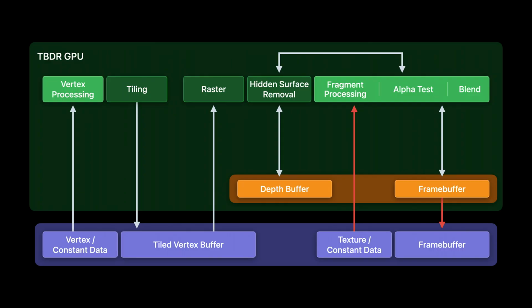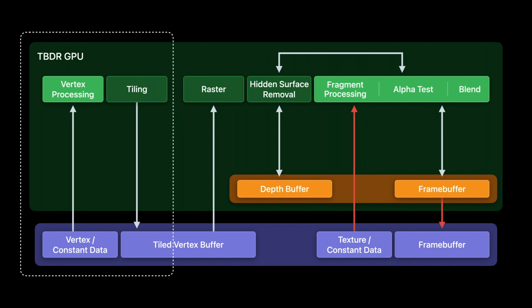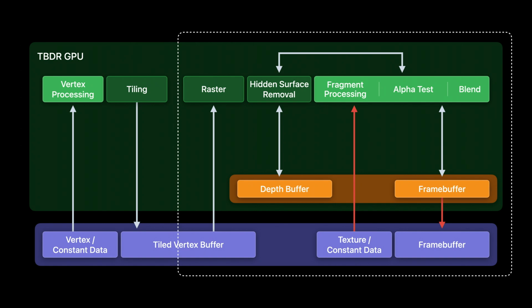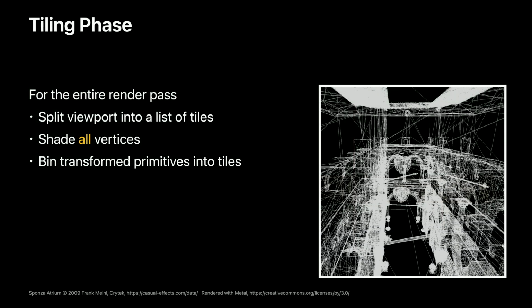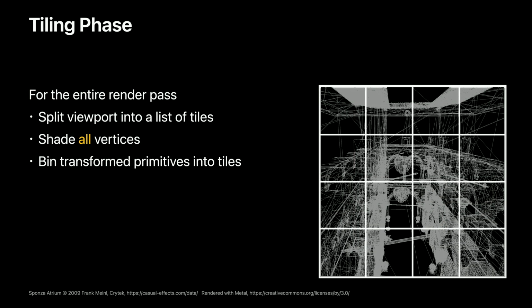Our GPUs are TBDRs, or Tile-Based Deferred Renderers. TBDRs have two main phases. First, tiling, where all of the geometry will be processed. Second, rendering, where all of the pixels will be processed. So let's cover this pipeline more in detail, starting with the tiling phase at the very beginning. In the tiling phase, for the entire render pass, the GPU will split the viewport into a list of tiles, shade all of the vertices, and finally bin the transformed primitives into a list of tiles.